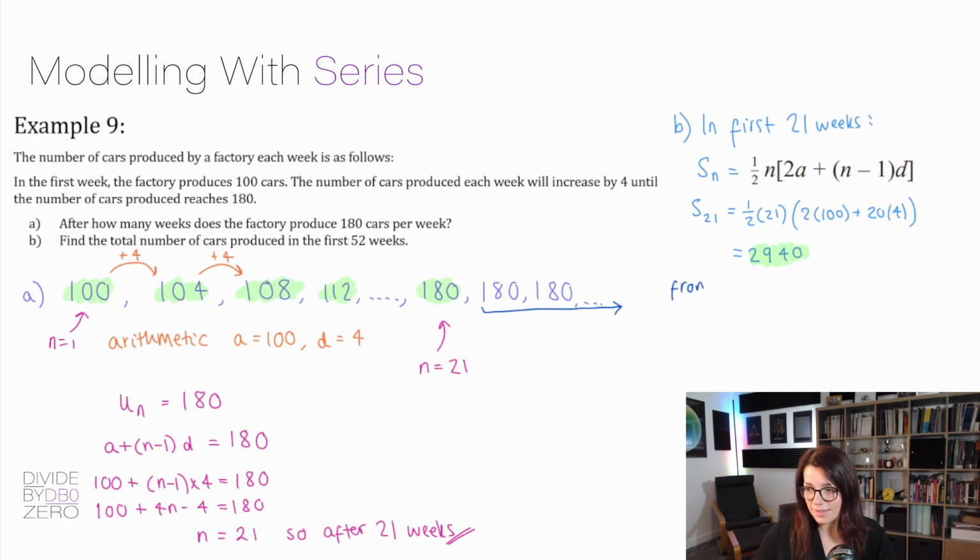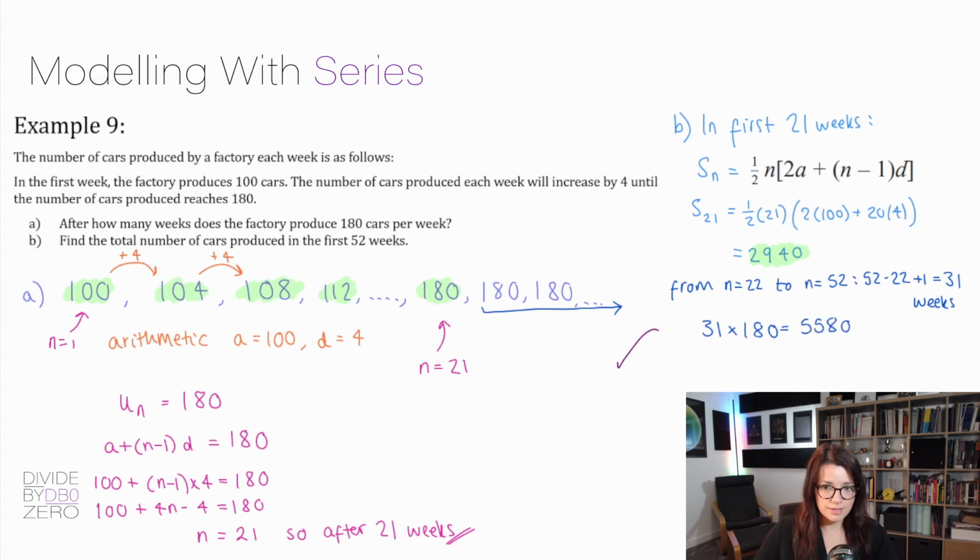After this, we need to think about what happens from n equals 22 onwards. So from n equals 22 to n equals 52, let's think about how many weeks that would be. To do that, you can do 52, take away 22, and then add 1 to include the 22nd week, and that gives you 31 weeks. During those 31 weeks, the factory is producing 180 cars each week, so we can do 31 times 180. We'll get 5,580. So in total, we're going to have 2,940 plus 5,580 cars. Altogether, 8,520 cars.